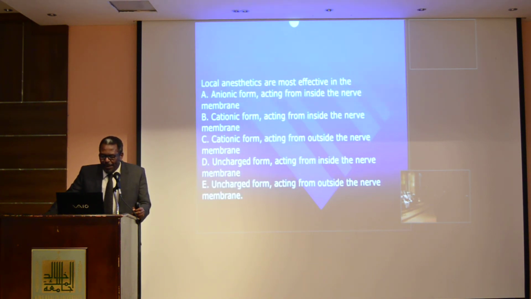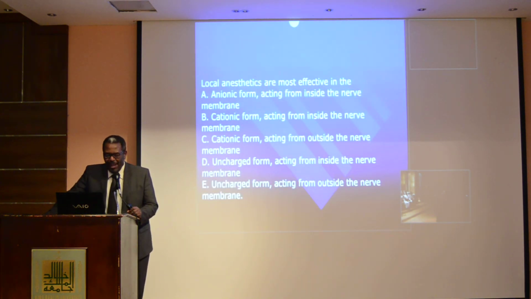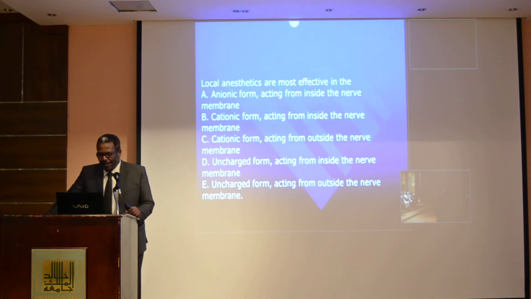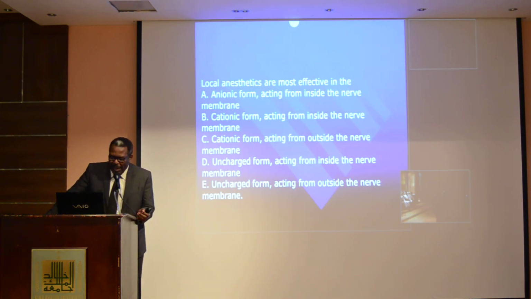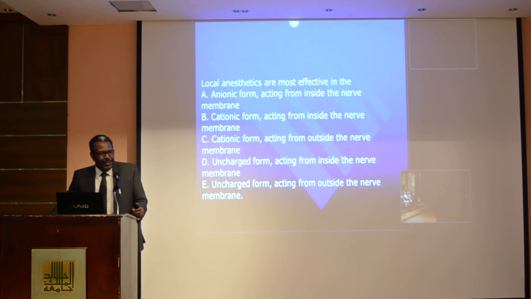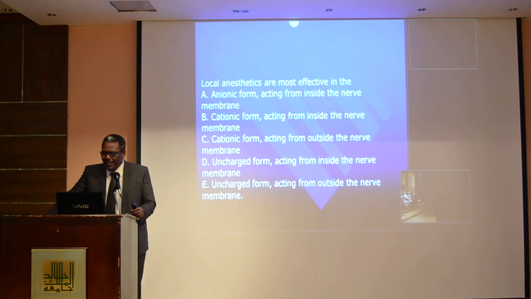Look at this example. Local anesthetics are most effective in the anionic form acting from inside the nerve membrane, or the cationic form acting from inside. So our colleague here is playing with these two, anionic, cationic, uncharged. I'm playing also with acting from inside, acting from outside.